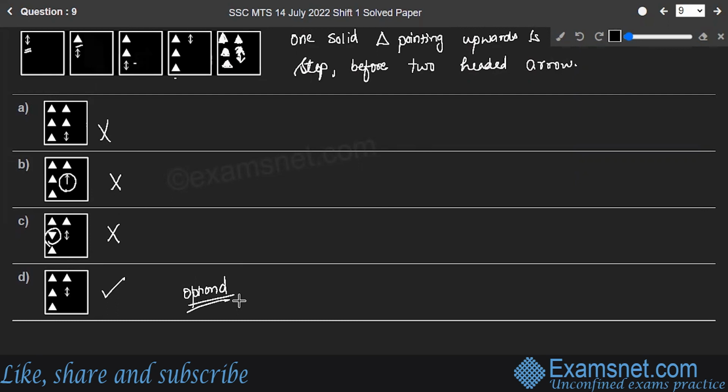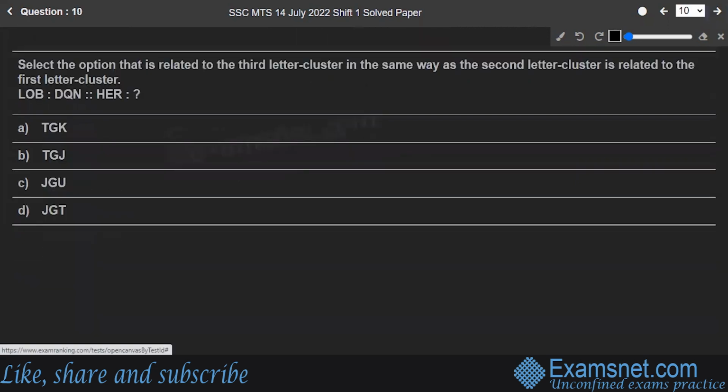Option D is the correct answer to the question. Hope you are clear with this. Let's move to question number 10 now.